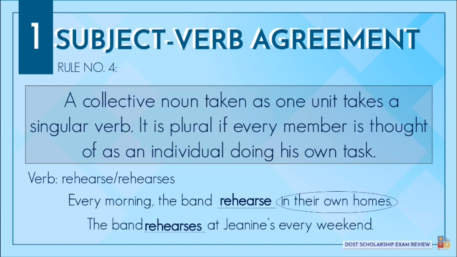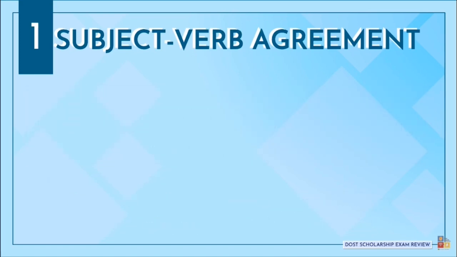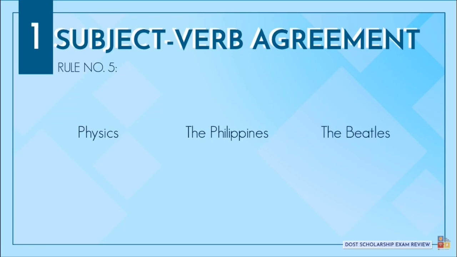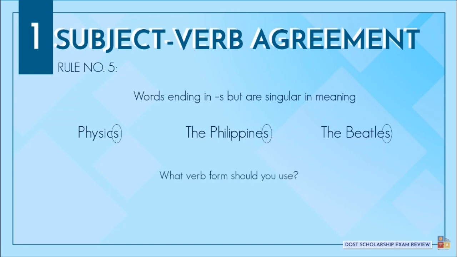Okay? Okay, next rule. Rule number 5. This one is also common in college entrance tests and scholarship exams. Let's take the words physics, the Philippines, and the Beatles. The common denominator between them is that these are words ending in S but are singular in meaning. Physics is a body of knowledge, the Philippines is a country, the Beatles is a band. So for nouns ending in S, but singular meaning, they take singular verbs.